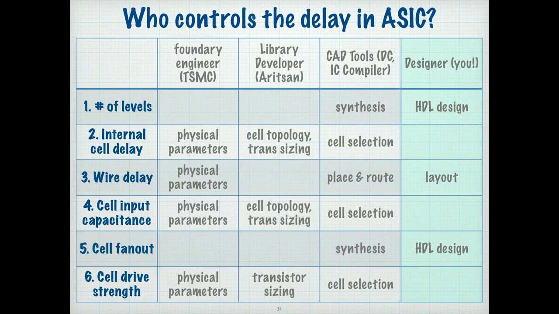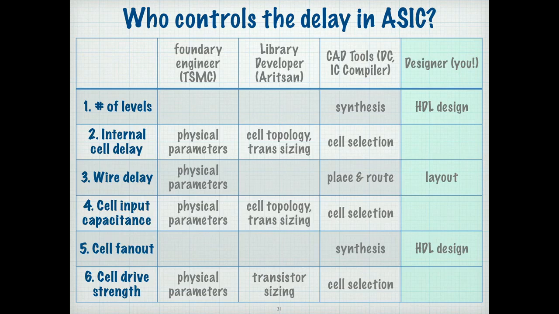You as a designer can control the number of levels of logic by choosing the circuit topology. For instance, we're going to talk about different adders. Some adders have more levels of logic, and other adders have fewer levels of logic. The ones with fewer levels of logic will have less logic delay. So that's one piece of control you have. And the way you write your Verilog, you can indirectly control the levels of logic.